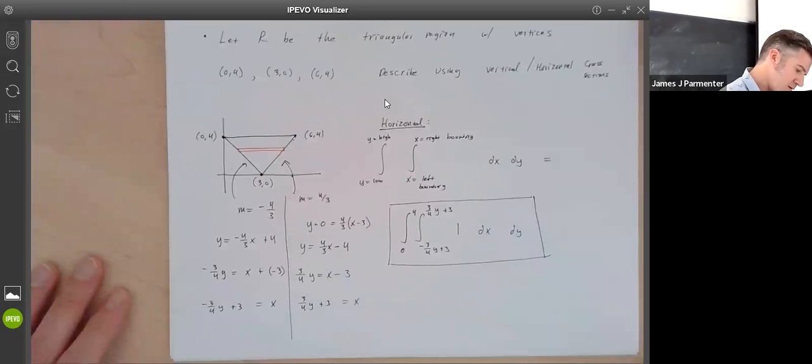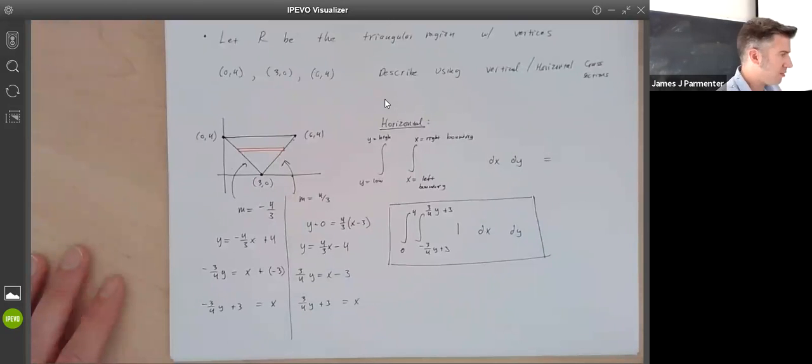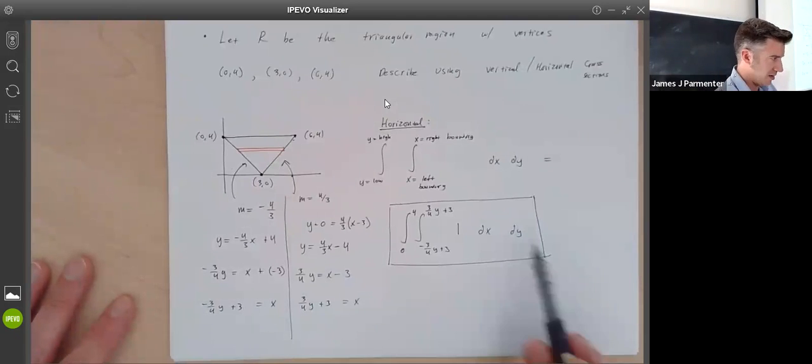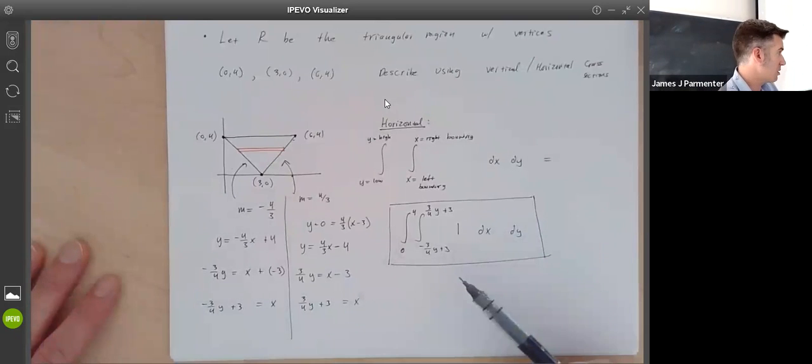Anything else to say about this? No, I think that's kind of it. Now you might use words, but I feel like this is the intent of this problem, to describe it using a double integral.